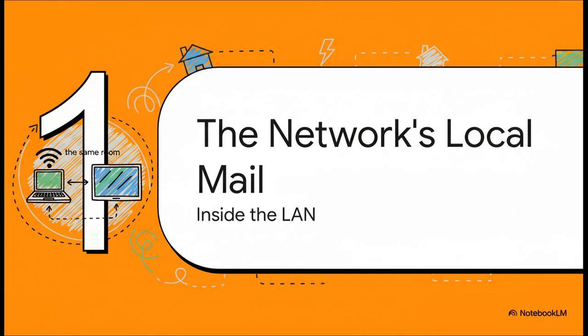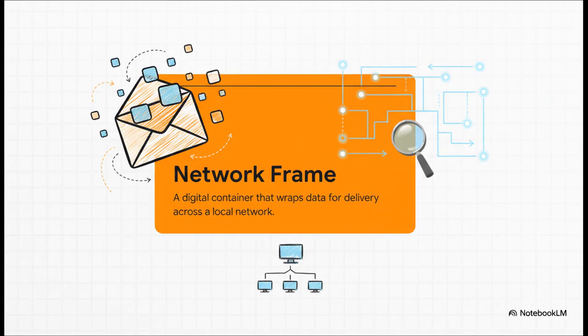Okay, so to really get this, we first need to zoom in on how data gets delivered locally. We're not talking about sending an email across the globe just yet. We're talking about something simple, like sending a file from your laptop to your TV, right there in the same room. All right, so this invisible envelope actually has a name. It's called a network frame. It's basically a digital container that wraps up your data with all the specific info needed for a successful delivery within your local network.